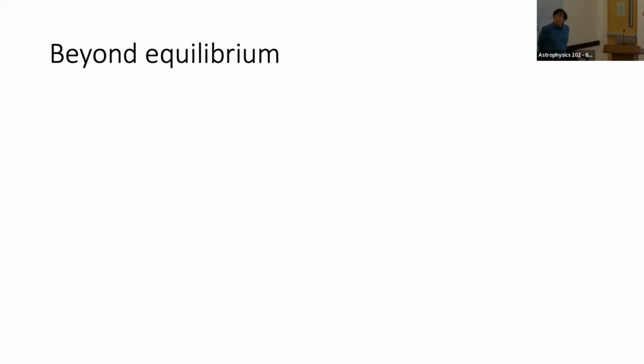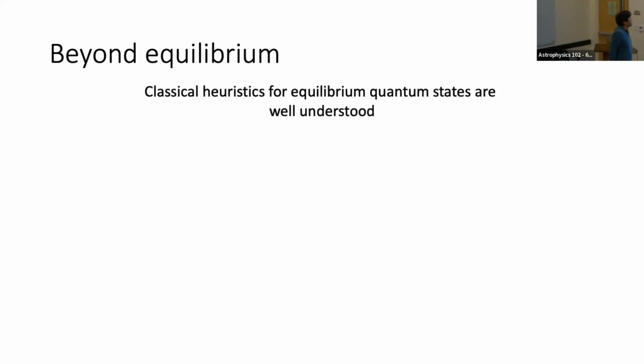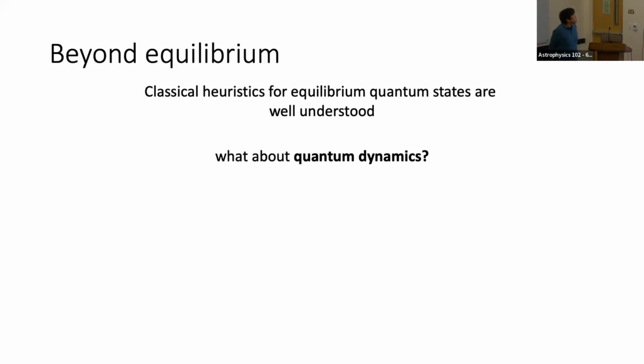Okay, so I just want to finish very quickly on some non-equilibrium things. Everything that I've said is about equilibrium matter. In fact, everything I showed today is just about the ground state. And hopefully I've convinced you that there's a good motivation for the success of classical heuristics in the ground state, and we understand things very well. But what about quantum dynamics?